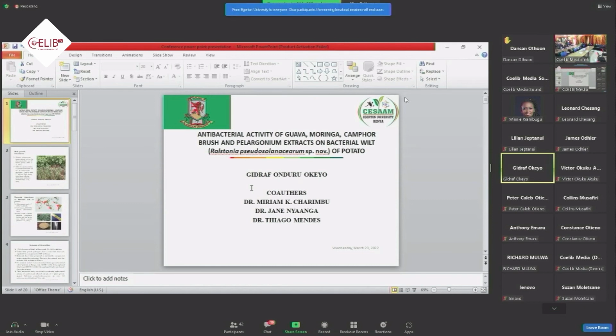I'm Gidraf Onduro Okeo, a PhD crop protection student, and my supervisors are Dr. Miriam Charimbo, Jane Nyanga, and Dr. Thiago Mendes. I was carrying out research on the antibacterial activity of 4 plant species, that is guava, moringa, and campo grass, against bacterial wilt of potato.